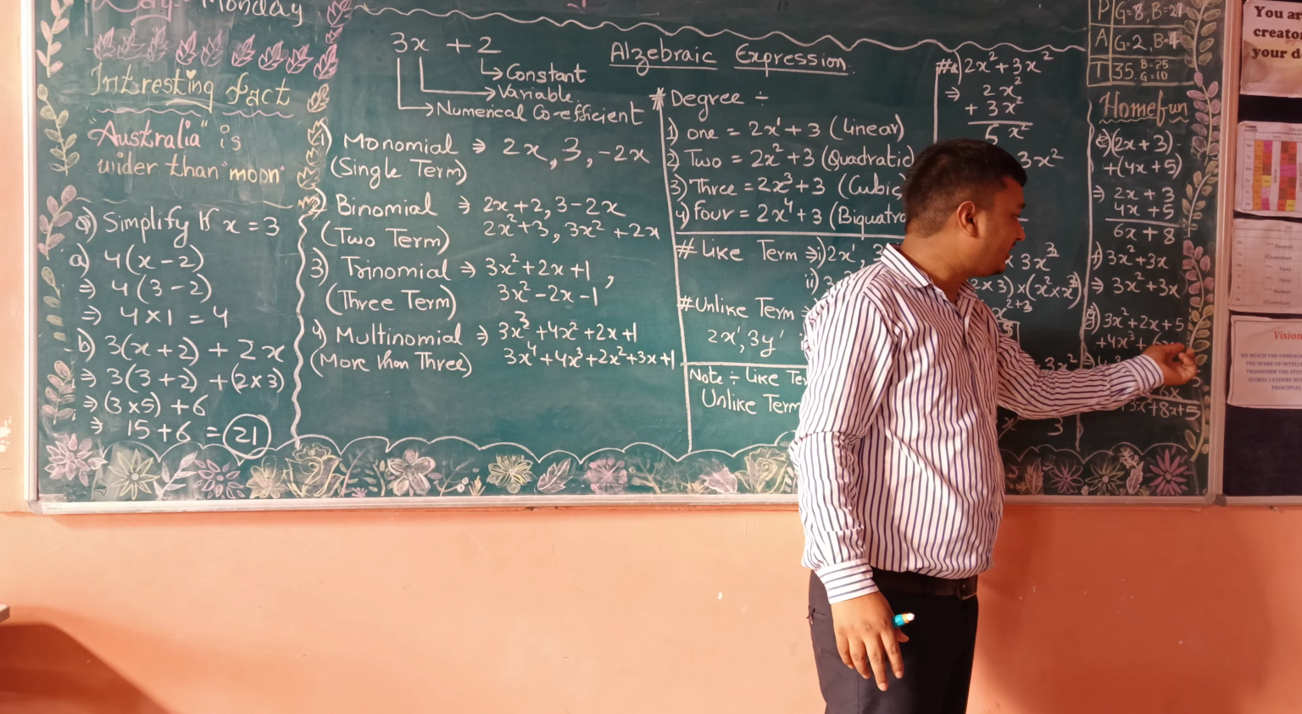After that, 3x square plus 2x plus 5, and 4x cube plus 6x. There are a total of 5 terms that I need to add. Now what is the rule? Like terms will only add. Unlike terms will never add. So how will I add? 4x cube plus 3x square plus 5x plus 6. Up to here I have written.